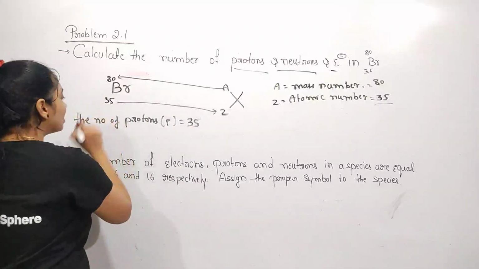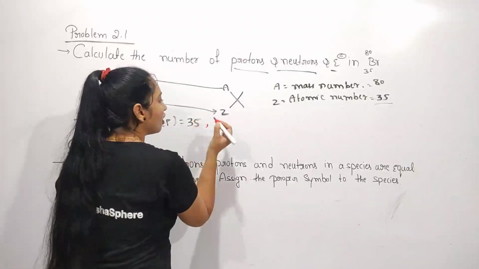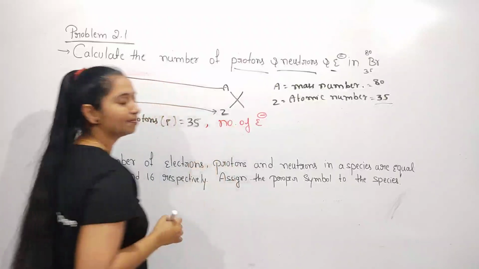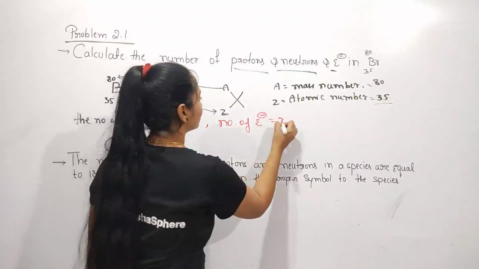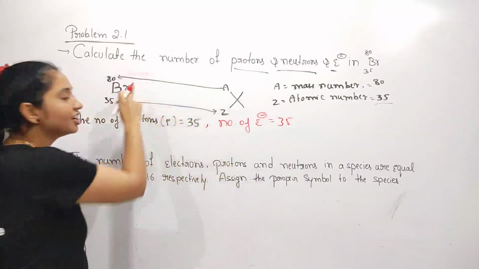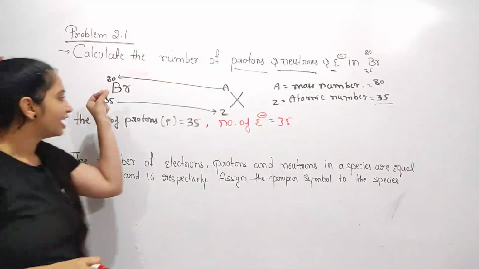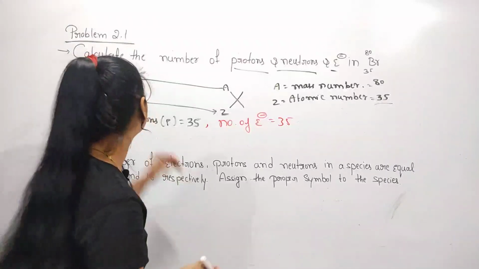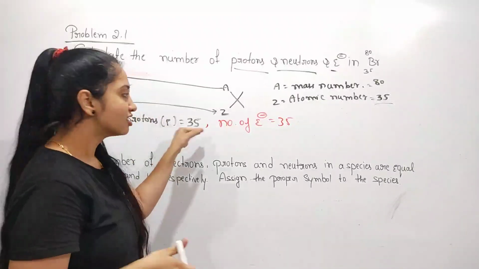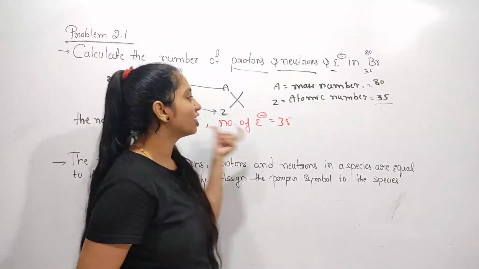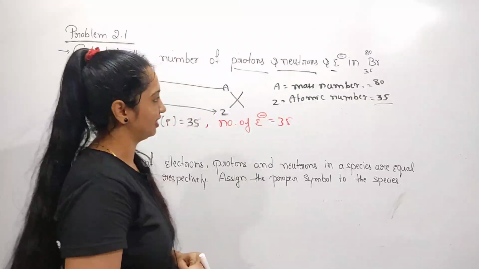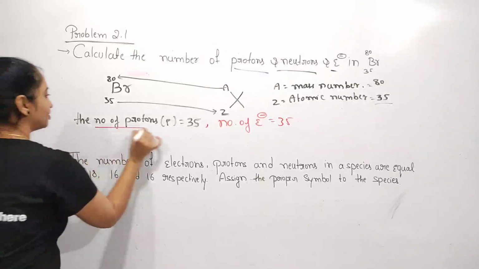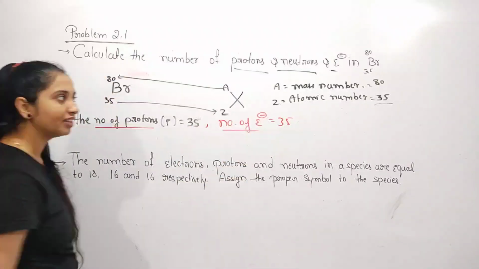So the number of protons is equal to 35. Obviously the number of electrons is equal to 35 because it is our neutral atom. In a neutral atom, the number of protons is equal to the number of electrons. So the number of protons is 35, and obviously the number of electrons is also 35. Next, we have found the number of protons and the number of electrons.